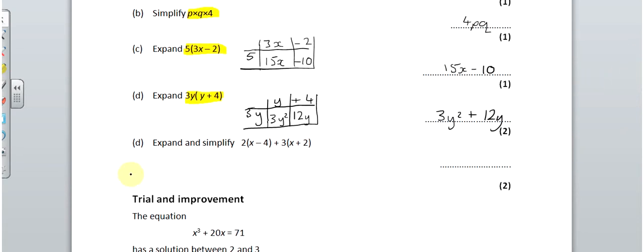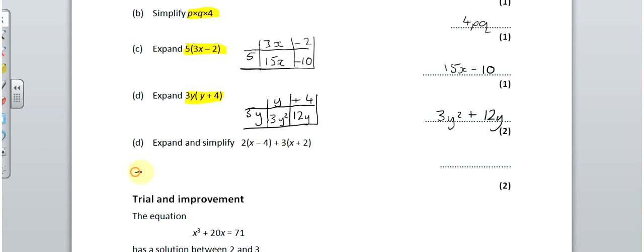Now part D, more tricky here. We've got 2 brackets, and this is the sort of thing that's often confused by people on higher tier papers, because there's 2 things you can do with 2 brackets, and the thing to notice is there's a plus sign in the middle. So I'm going to treat each of these separately.